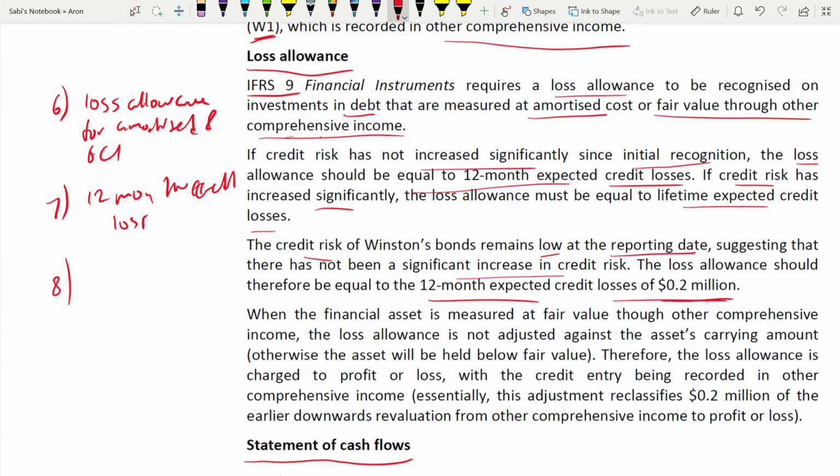No additional mark for this, okay? Because this is just like the repetition. Here you have just told the 12-month expected credit losses you are taking. At initial recognition, here you are talking about initial recognition. Here talking about the reporting date. At both, credit risk is low.